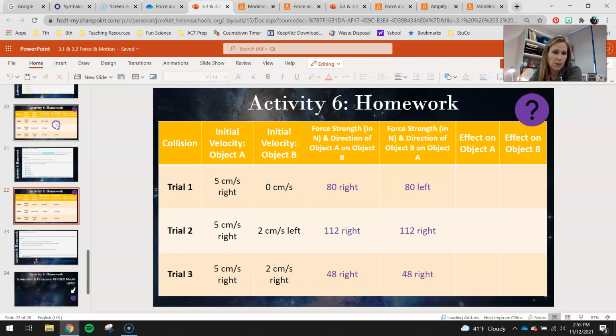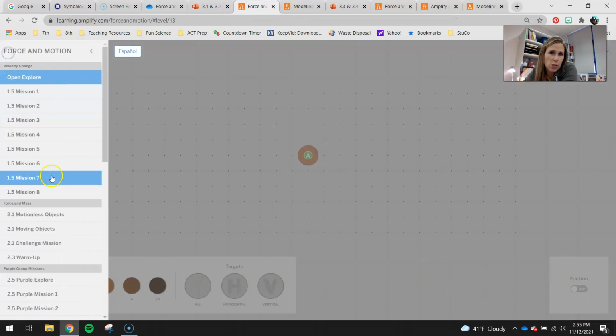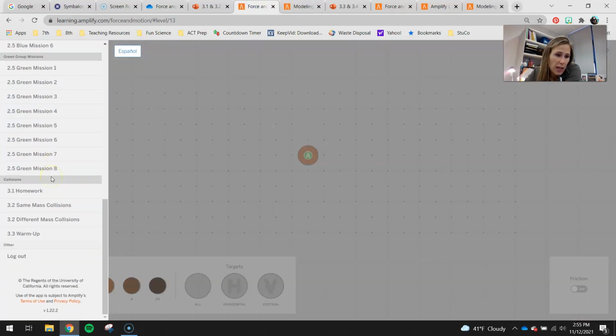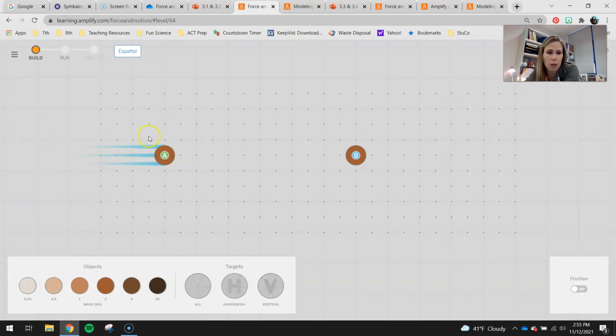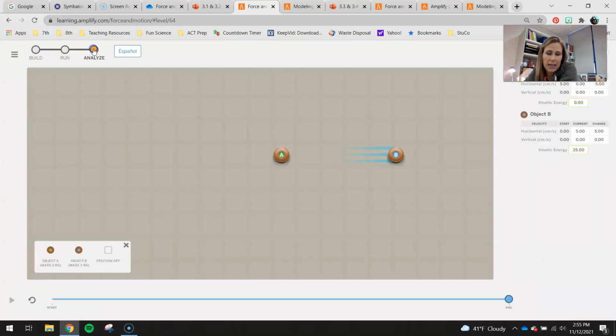One of your activities was to do a simulation that showed you these collision forces. So in your sim tool, you went into 3.2, and you had two different options there. The first one, you looked at same mass collisions. I'm just going to look at one little example of that. Both of these pucks are the same mass. This one's obviously moving a lot faster. This one's stopped. So I'm going to hit run, watch them collide, and then hit analyze.